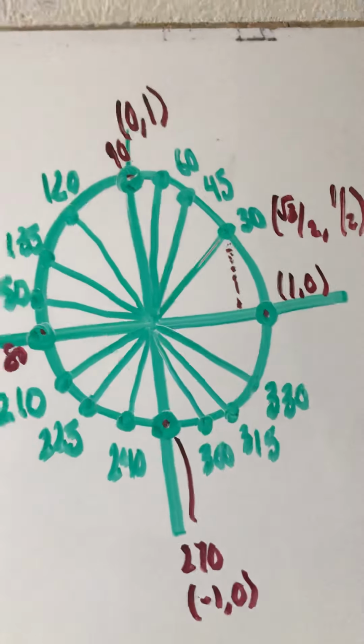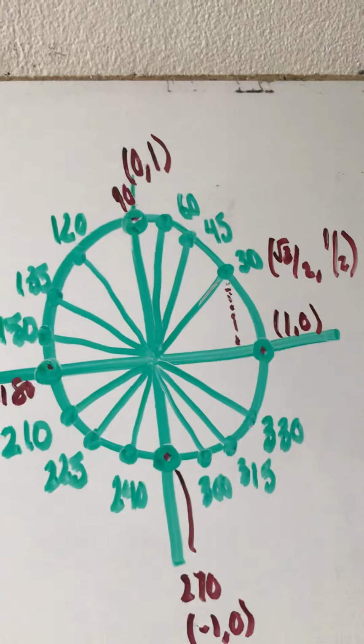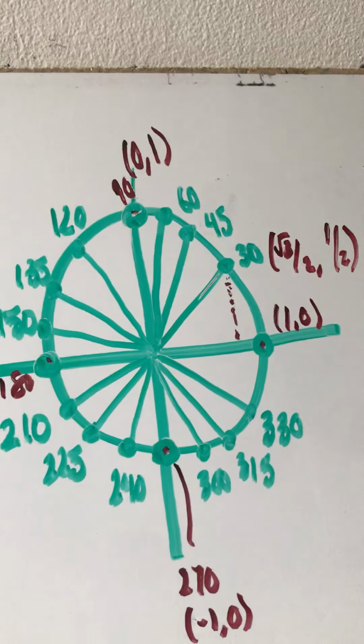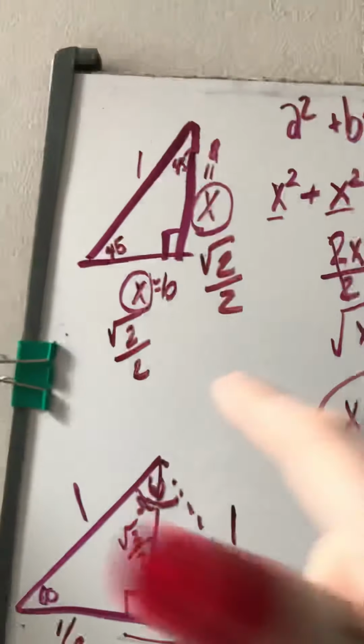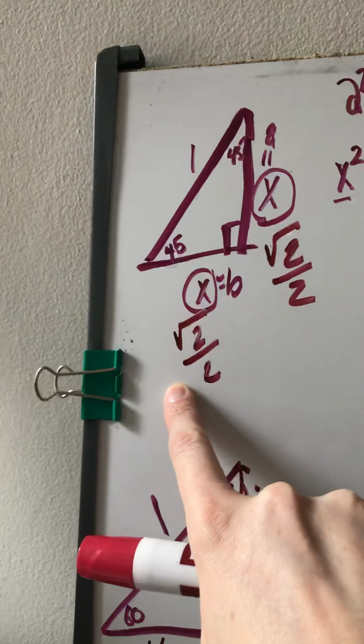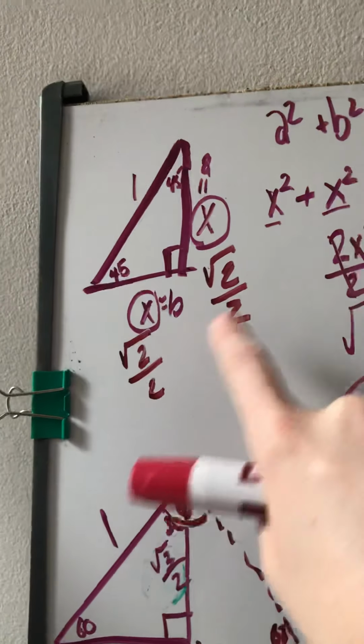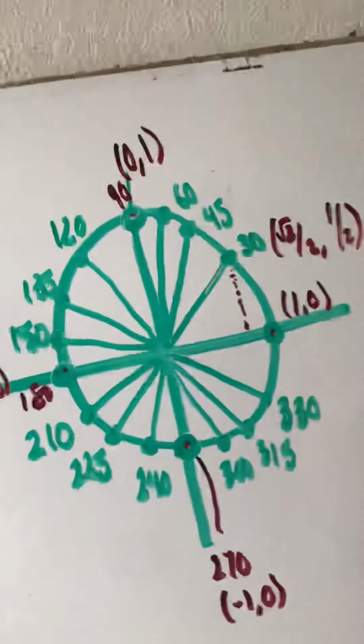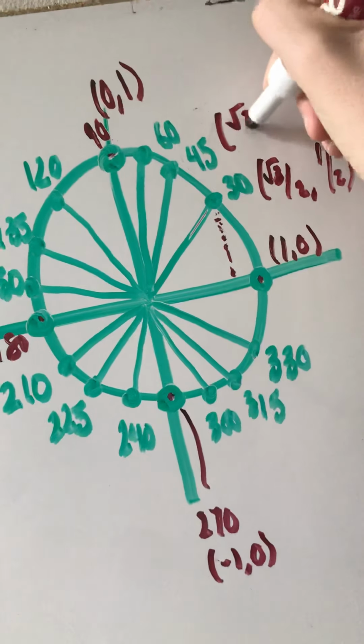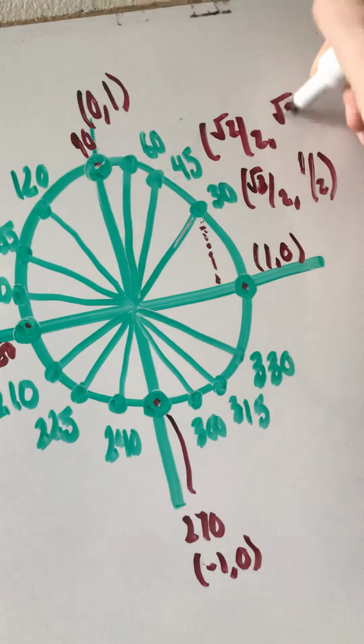45 degrees, you're lucky, because the only possible option for your 45 degrees, as Sam just pointed out, is going to be square root of 2 divided by 2, comma, square root of 2 divided by 2, because these values are the exact same. So that's always a safe one.